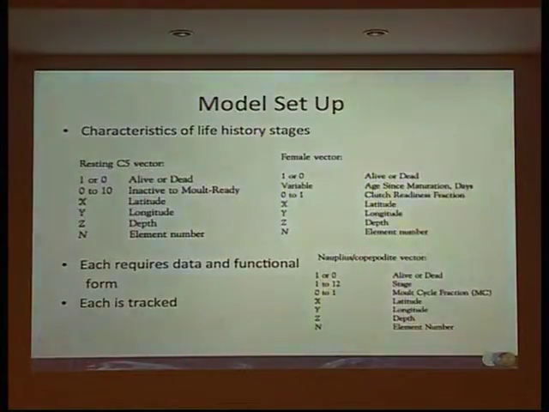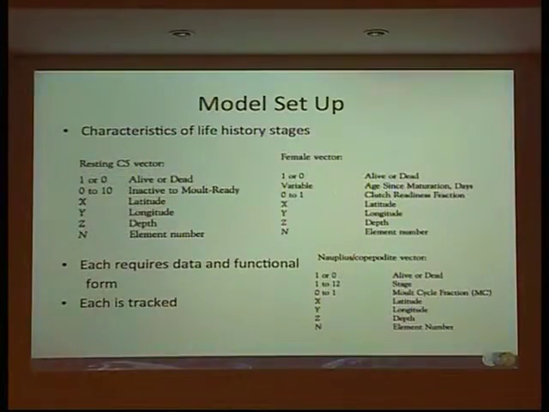And then these are just tracking where it is in latitude, longitude, and depth. And that's important because in this model, the cue coming out of diapause was assumed to be the change in the light as you go from winter into spring. All right, so that's the resting vector.